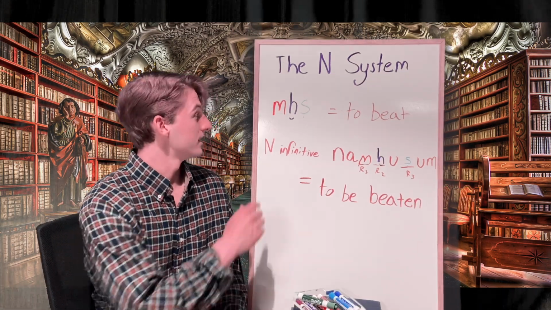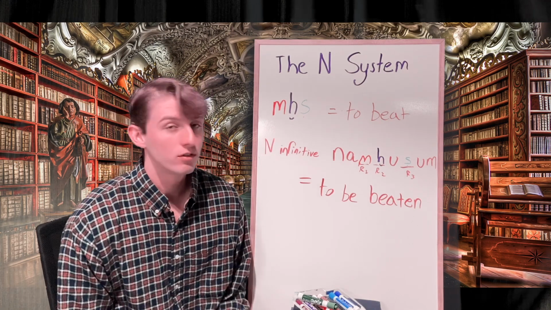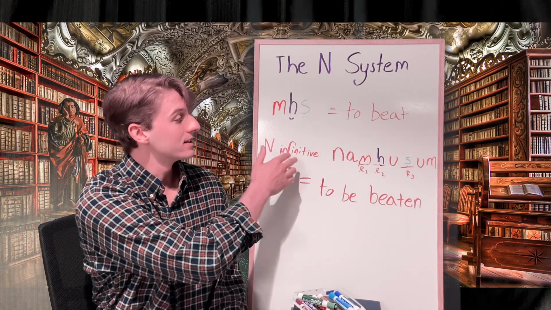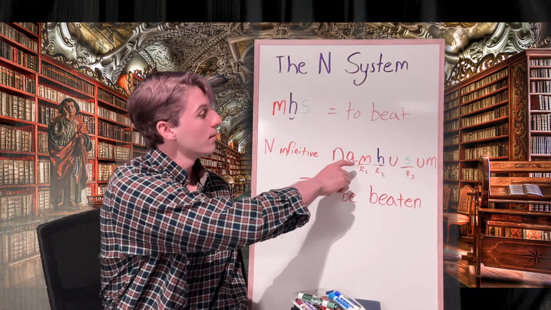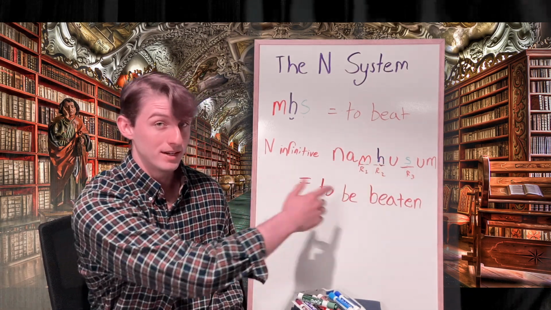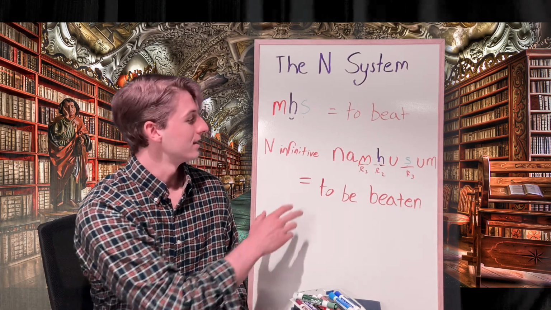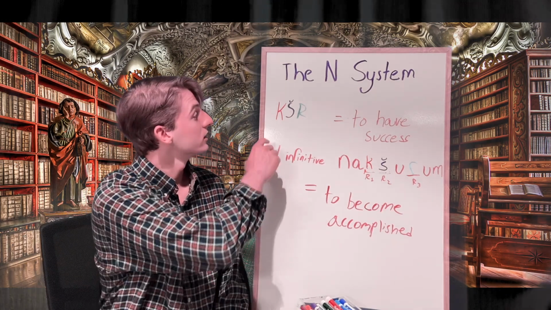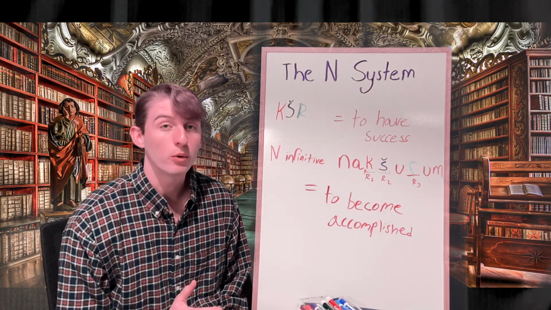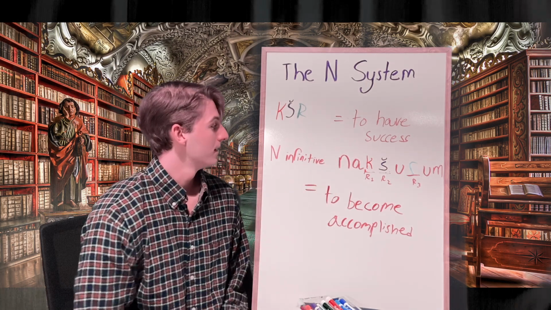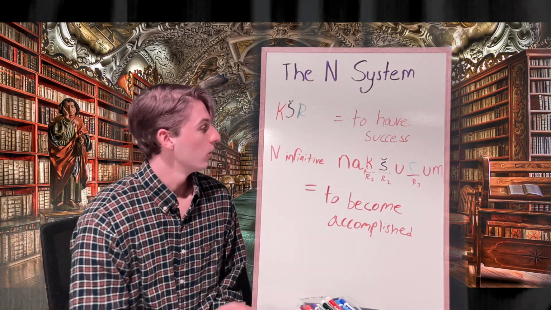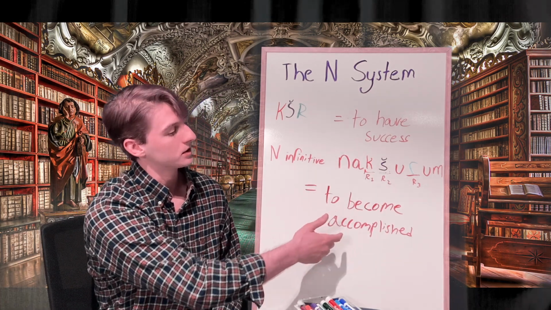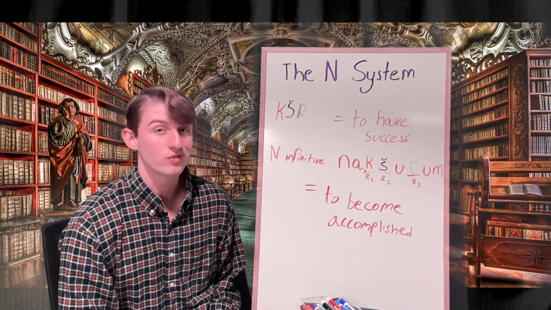If we take the root letters M, H, and tsade from mahatsum, which means to beat in the G system, and we put this into the N system infinitive, we would get namhutsum, which means to be beaten. And again here we can see that the meaning is taking on that passive N system form. Here we have the root letters K, Sh, and R from kasharum, which means to have success, which as an N infinitive would appear as nakshurum, which here means to become accomplished. And here we can see this ingressive meaning which we find in the N system.